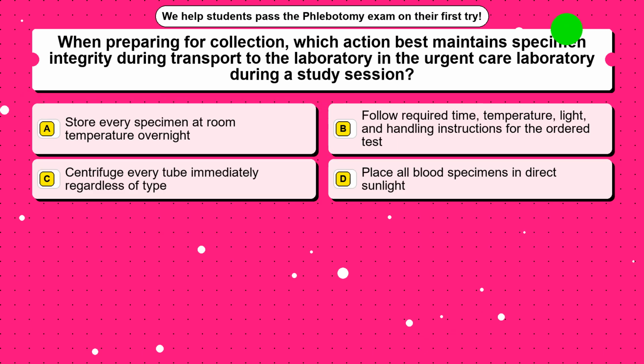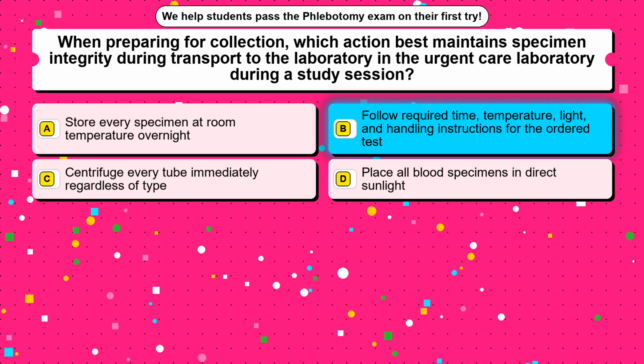Question 33. When preparing for collection, which action best maintains specimen integrity during transport to the laboratory in the urgent care laboratory during a study session? Option A. Store every specimen at room temperature overnight. Option B. Follow required time, temperature, light, and handling instructions for the ordered test. Option C. Centrifuge every tube immediately regardless of type. Option D. Place all blood specimens in direct sunlight. The correct answer is option B.